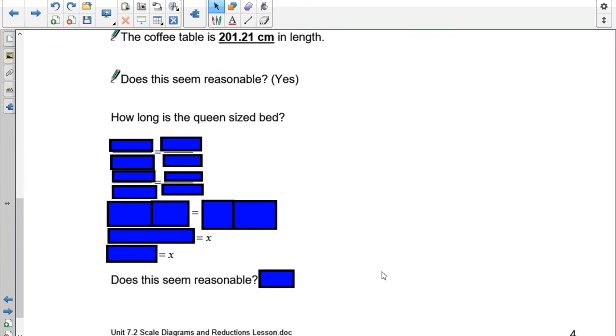So now this is what I want you to do. I want you to do the queen size bed. All right, so I want to set up, there's your scale factor. Okay, and this here is my new, and this is my original. Oh, I kind of messed up. Okay, I'll give you that. Just take and finish that question off, please.